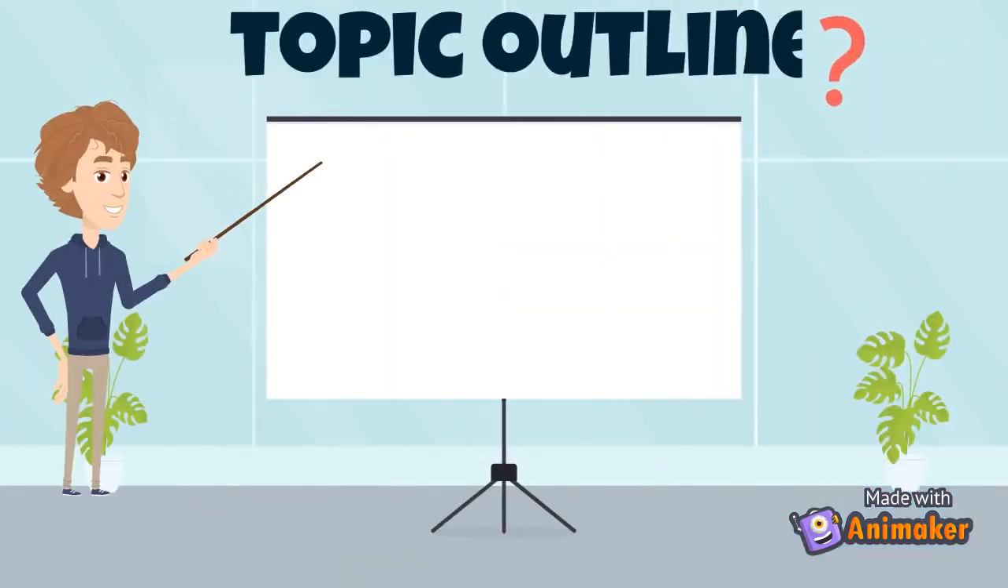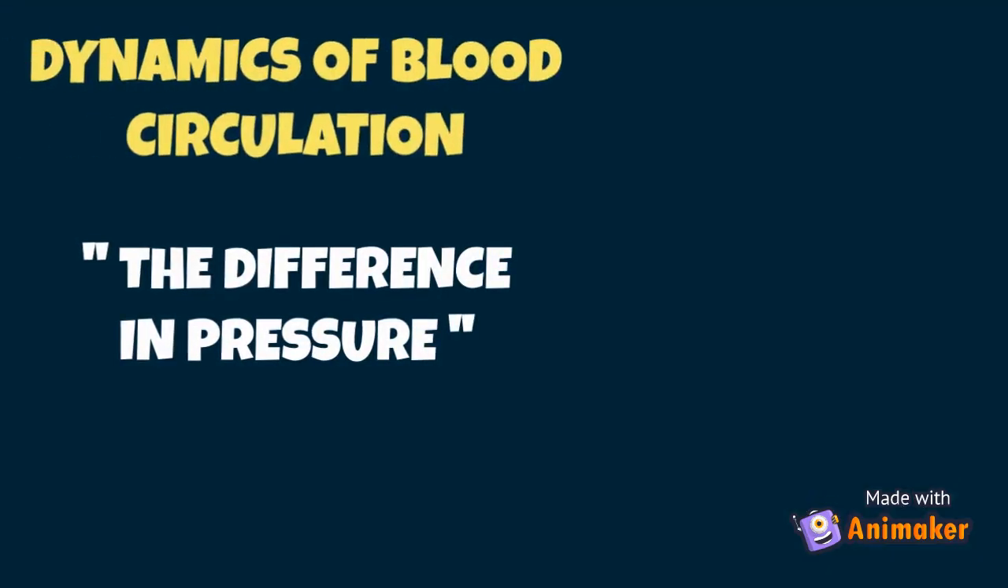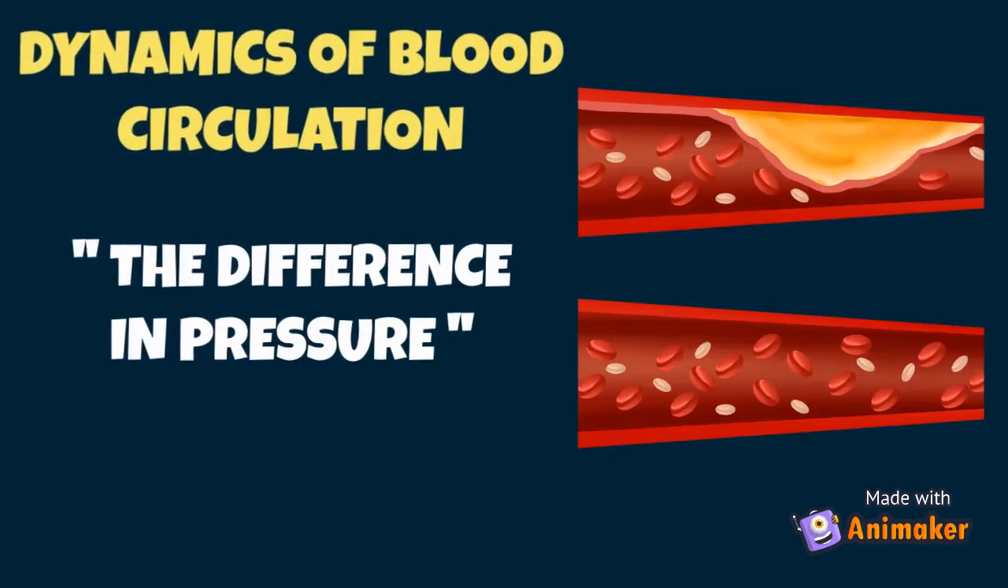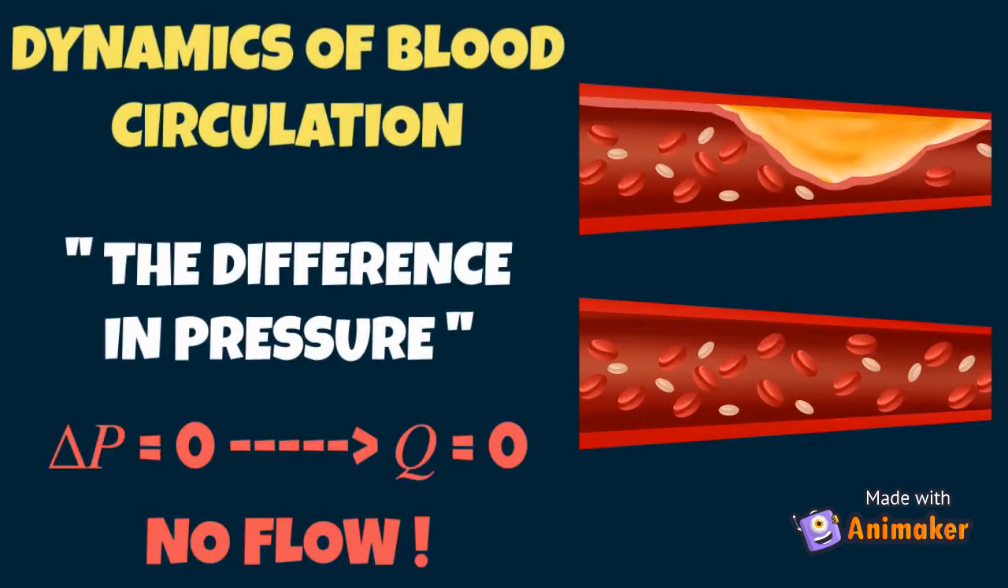There are two main topics that you will briefly learn today. The first topic is the dynamics of blood circulation, and the second is Ohm's law applied to blood flow. Let's move to the first topic then. Dynamics of blood circulation. It occurs when there is a difference in pressure, but if there is no difference in pressure, the blood cannot flow. Let's take a look at the expression.